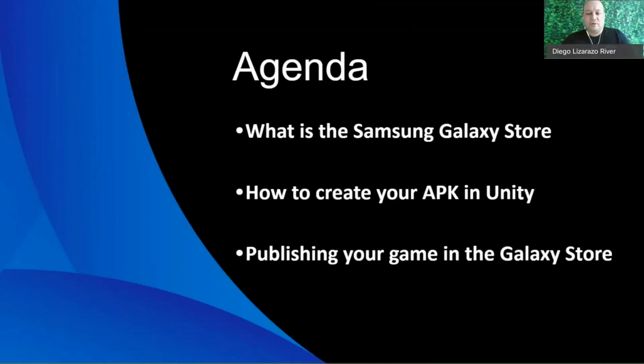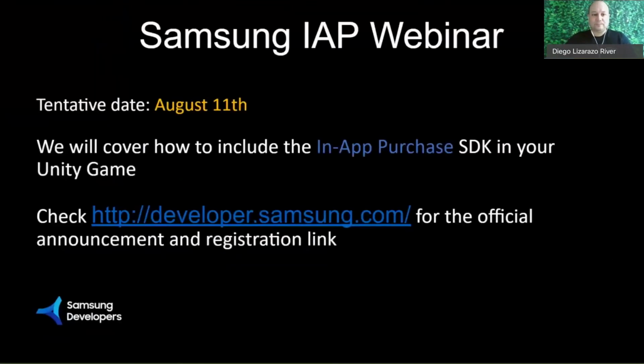That's where we get into the other 2 parts, that is how to create your APK in Unity, so obviously the binary that you're going to submit to the Galaxy Store. We're going to check that really quick. And finally, going to the Galaxy Store, we're going to see how to publish your game in the Galaxy Store itself. We're going to check the details. There are some things that are not really that complicated, but I wanted to show you and bring some comments on some of the things that you can do. So if it's the first time that you submit a game to the Galaxy Store, you have a better idea of what to expect, what to do.